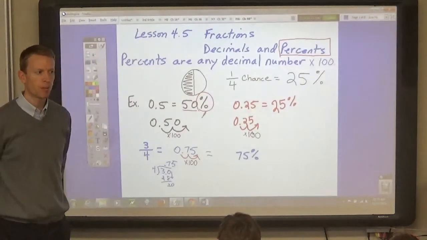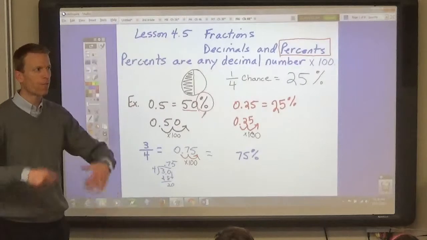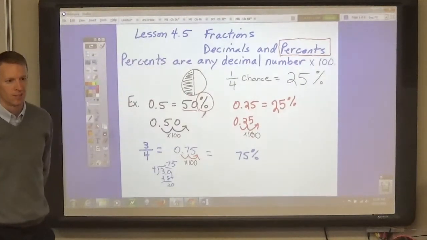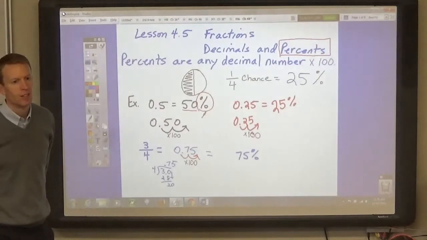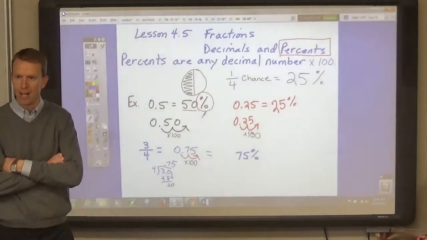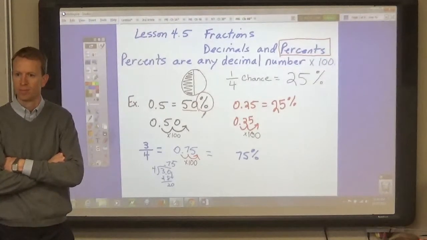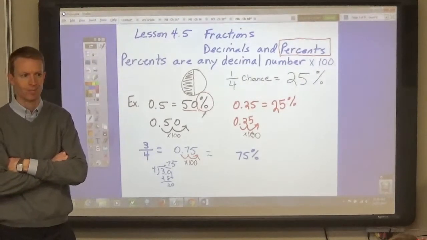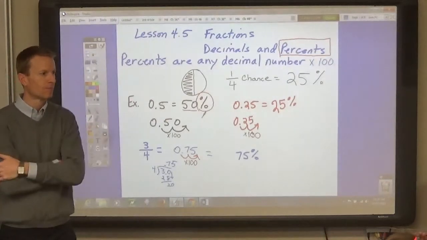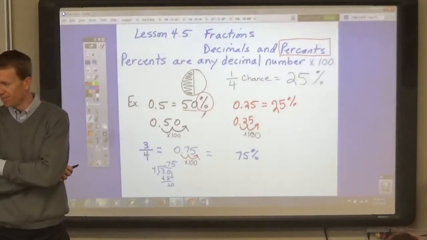What else is 50%? Give me some other fractions that are 50%. Brett? Well, like the meaning of it, give me some other fractions that mean 50%. Emily? Like 2/4. 2/4, 2 out of 4. Tyler? 4/8. 5/10.